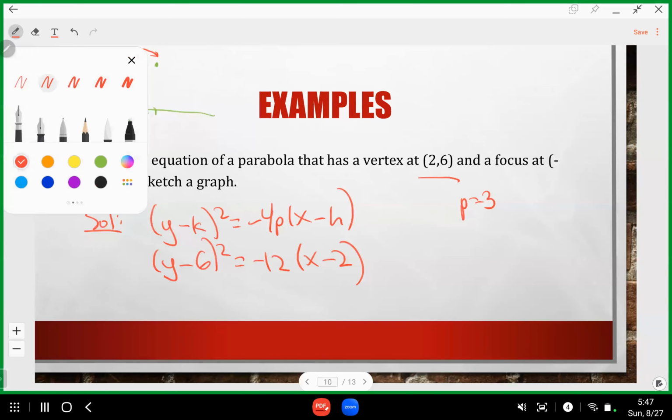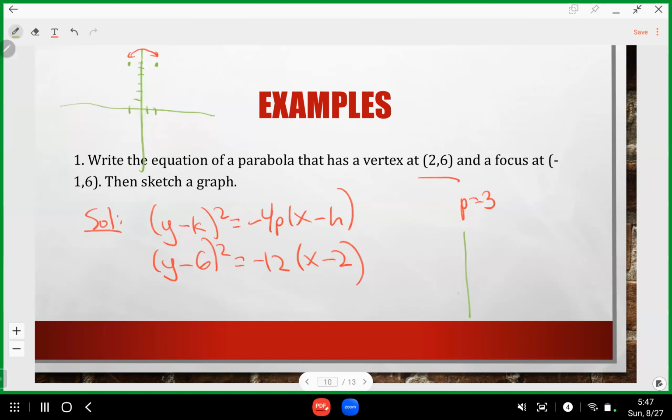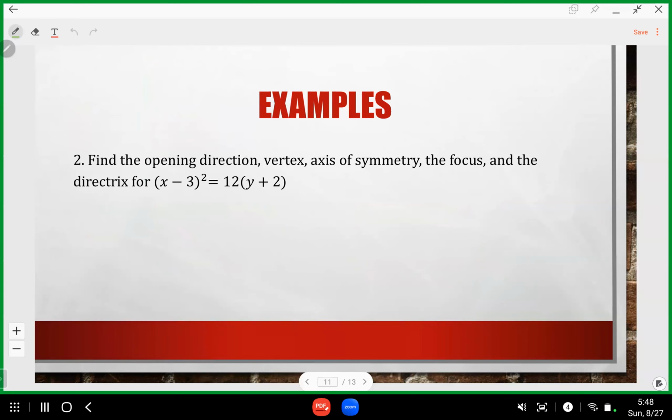Now if you graph, we have something like this because the directrix is over here. Okay, so that's all for this problem. Again, you don't have to be too precise with the graphing. Just make sure you have it pretty accurate. We're just ballparking. Okay, so let's do the second one.